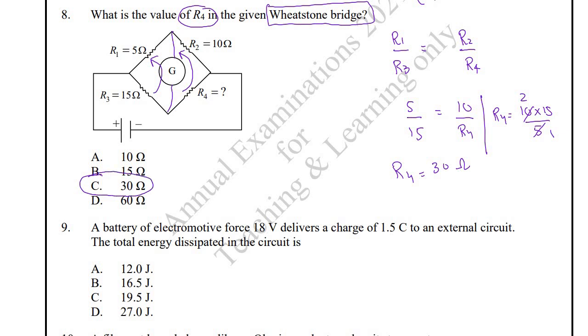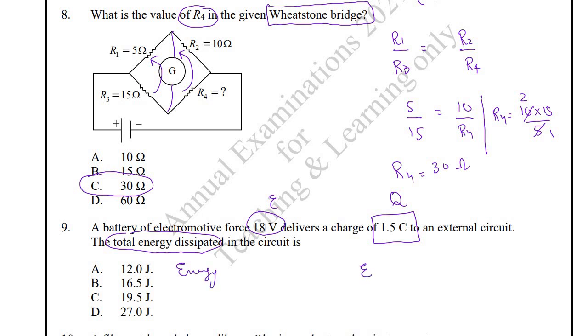Let's see question number 9. A battery of an EMF 18 volt delivers a charge of 1.5 coulombs in the external circuit. So this is the charge. We have to find the total energy dissipated in the circuit. So we find the energy with the help of EMF and charge.